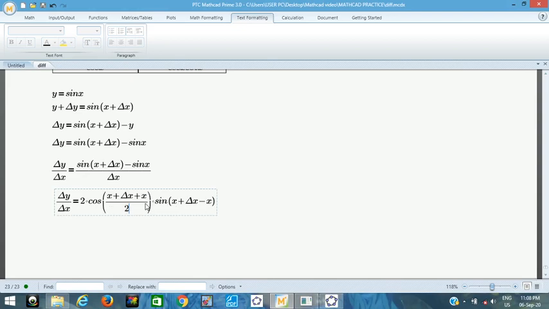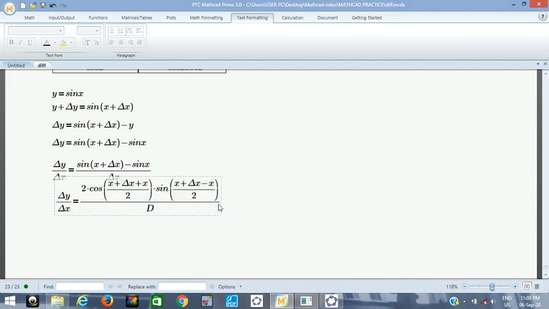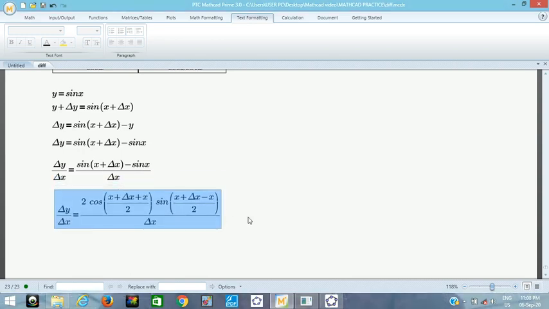Divided by 2. Same thing with this. Divided by 2. Then everything divided by delta x. Take note, let me go back to the identity so that you get it very well.